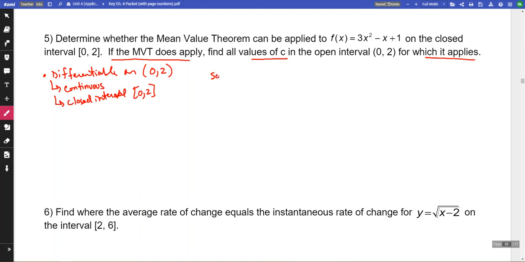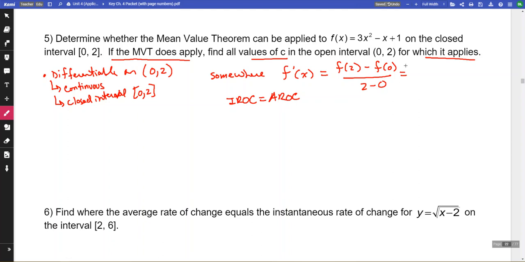That tells us that somewhere f prime of x is going to be equal to f of 2 minus f of 0 all over 2 minus 0. So in other words, somewhere the instantaneous rate of change is going to be equal to the average rate of change. Right? Well, what is f of 2? f of 2 is going to be 3 times 4, 12, minus 2, 10, plus 1. So that's 11. Then f of 0, 3 times 0 minus 0 plus 1, that's 1, all over 2, so that's going to give me 5.